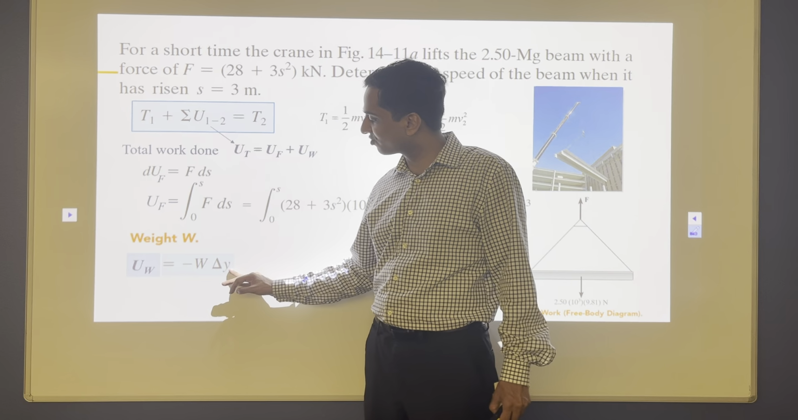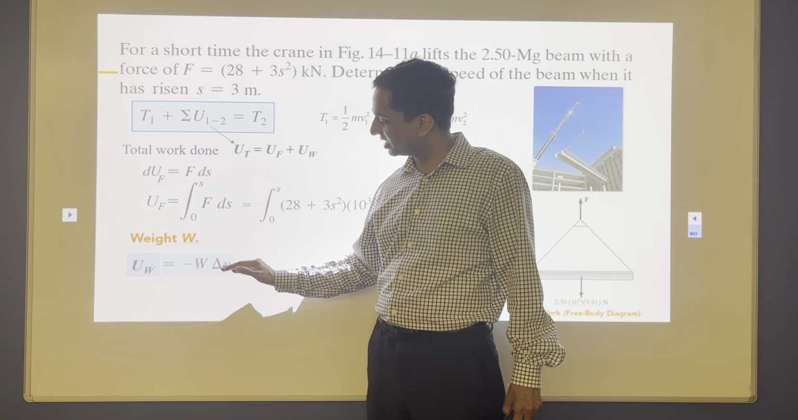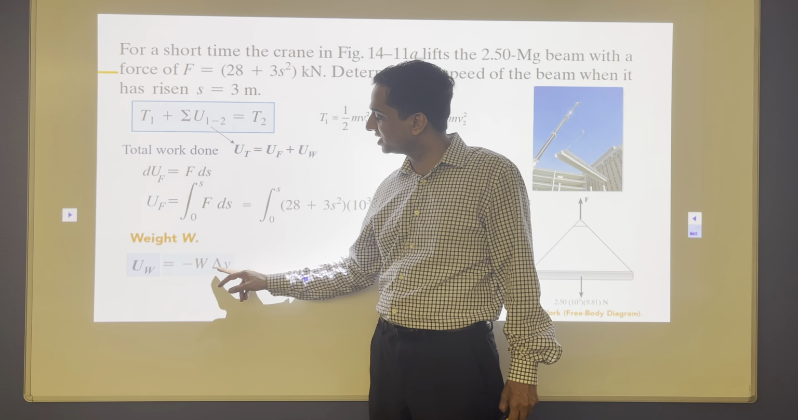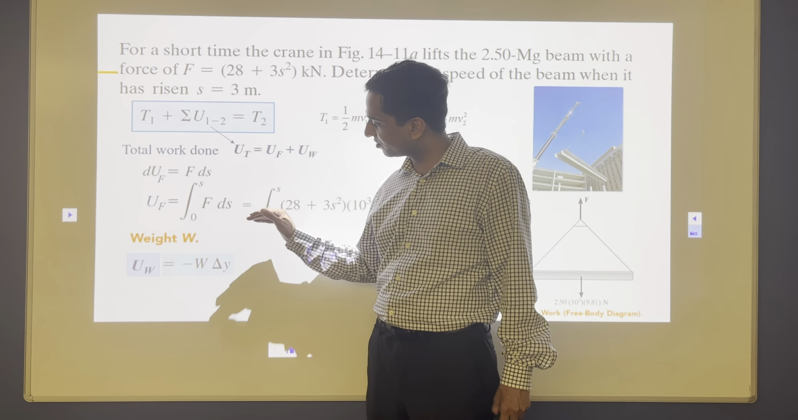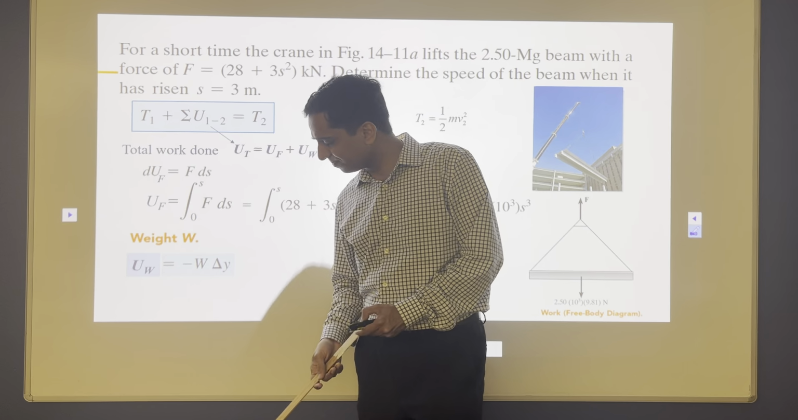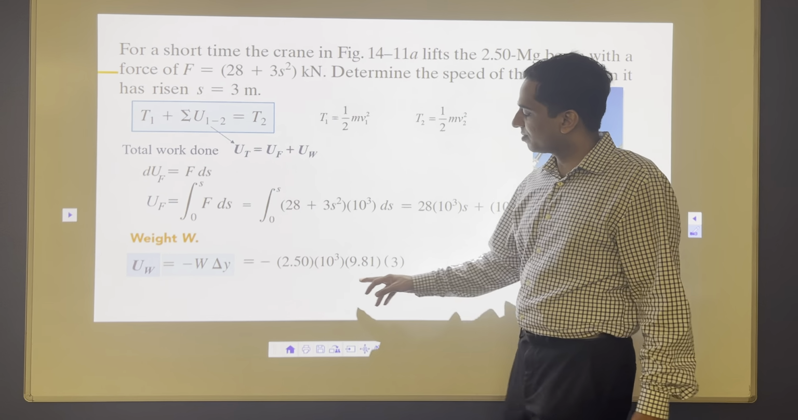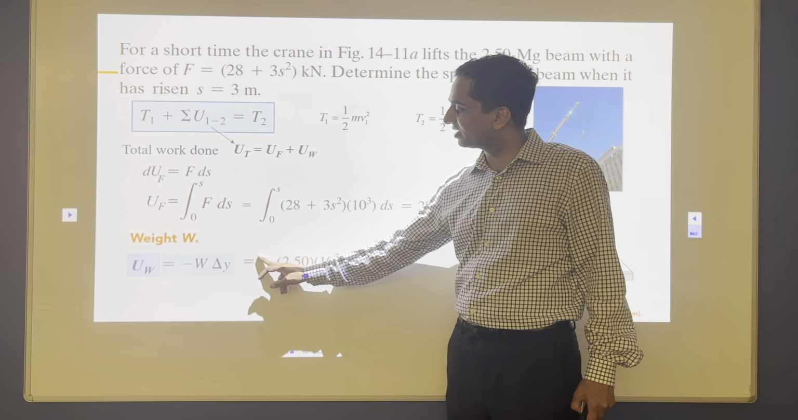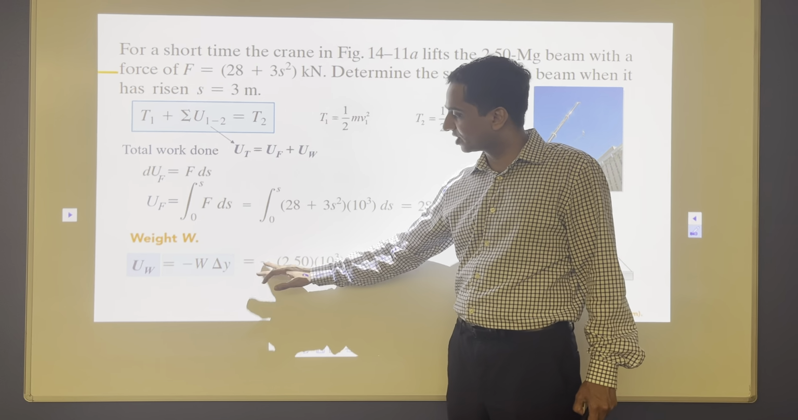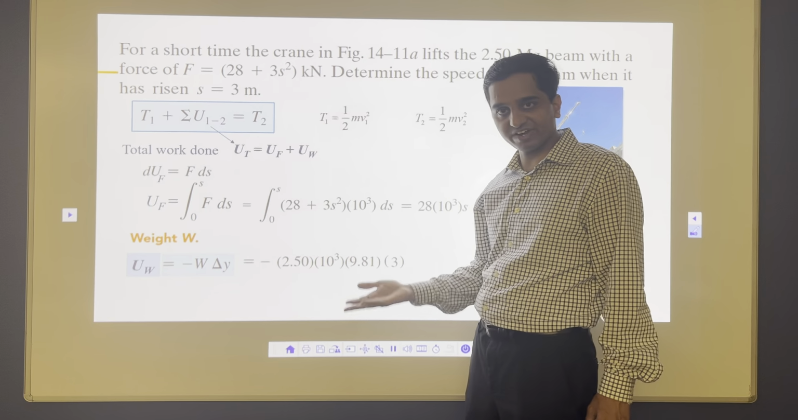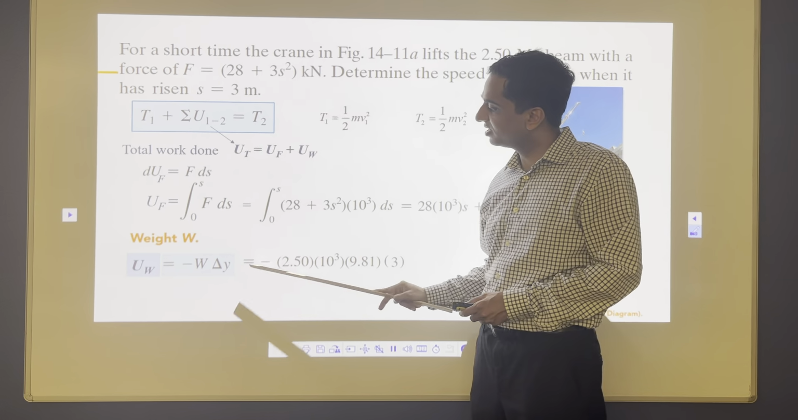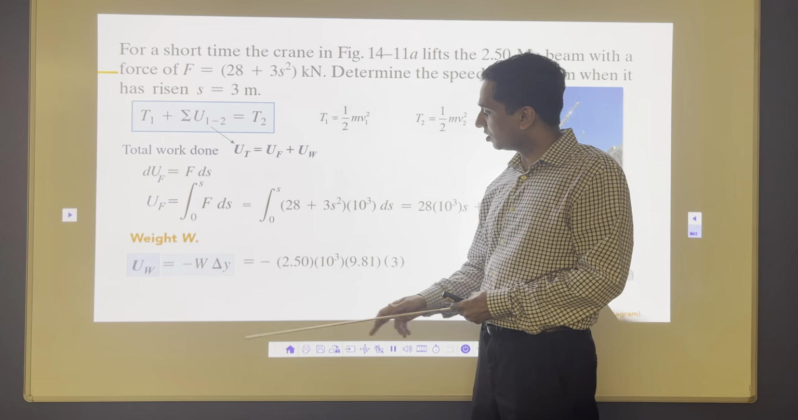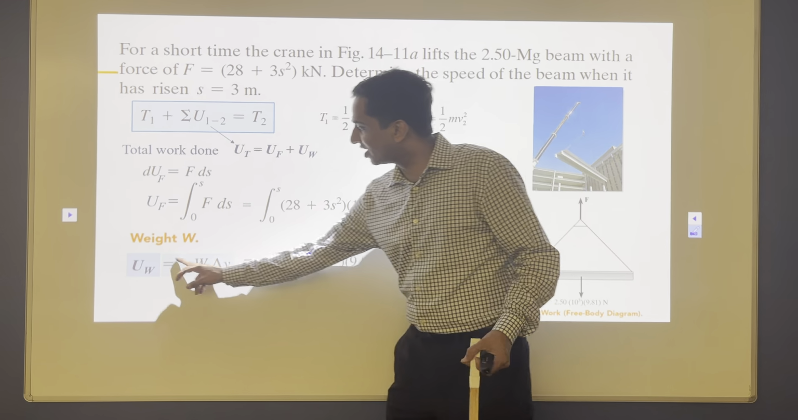Now here y2 minus y1 is 3, so the total distance traveled is 3 meters. So I'm going to have minus W into g into 3 meters, going from 0 to 3. So here I'm going to have minus weight into 3. I get the negative number here because we are lifting something up, and whenever something goes up against gravity, the work is negative. If it is falling down, it's positive. So we do that, and we'll get the value of UW.